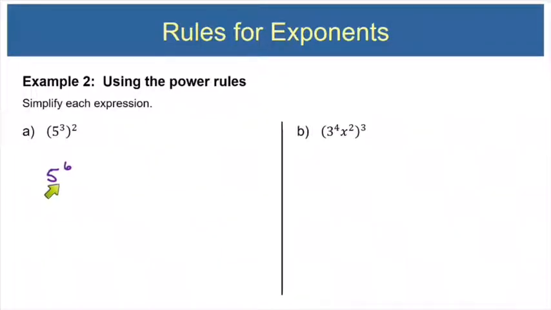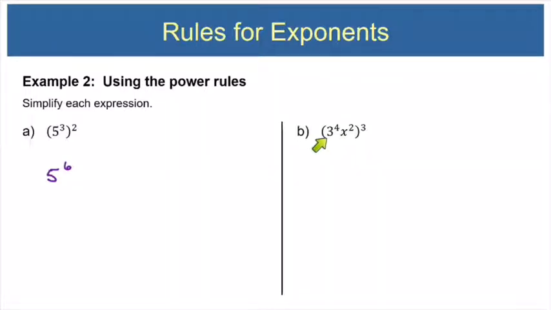Now, don't worry about multiplying this out. 5 to the sixth would be 5 times 5 times 5 times 5 times 5 times 5. That would be a huge number, and you would not be expected to multiply that out. You usually can look for instructions in MyLabs Plus that say leave your answer in exponential form, and that's what we're going to do here.